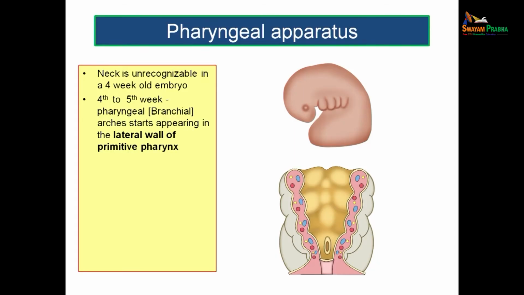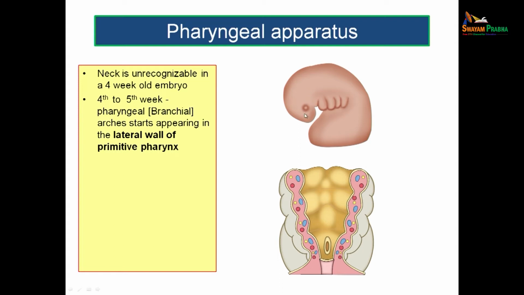First, see what you mean by a pharyngeal apparatus. We know that the neck of the embryo is unrecognizable in a 4-week embryo. That means you won't be able to visualize the neck if you take a 4-week-old embryo. The 4th to 5th week is the time when you get the development of pharyngeal arches or branchial arches. They start appearing in the lateral part of the primitive pharynx.